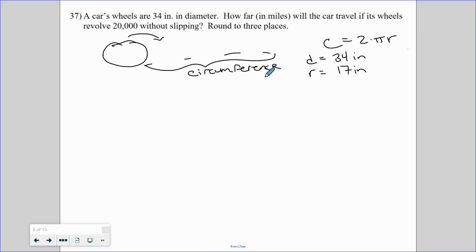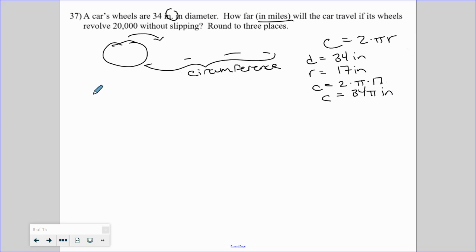If I just find the circumference and multiply by 20,000, I would have my answer in inches. But the question is how far in miles. So this is just a unit conversion problem. It's really taking my circumference, multiplying it by 20,000, and then converting the units. I'm going to use dimensional analysis to do it, just like in science. So my circumference is 2 times pi times 17, or my circumference is 34 pi inches.